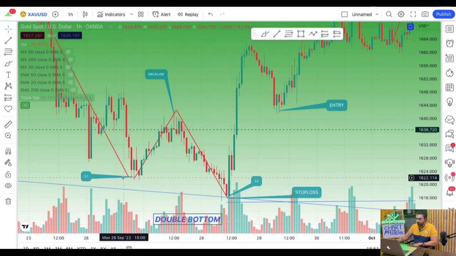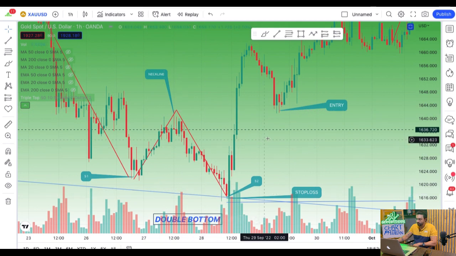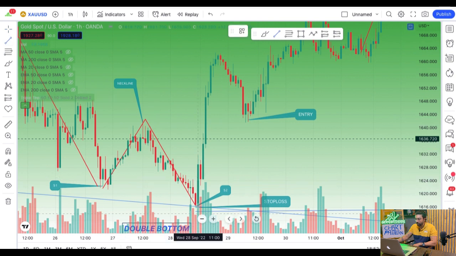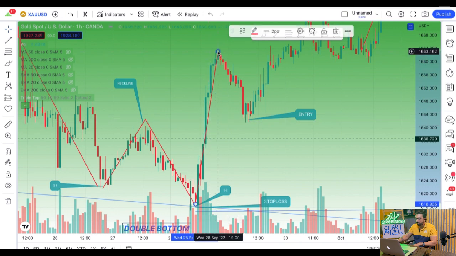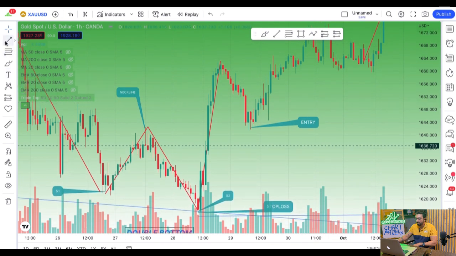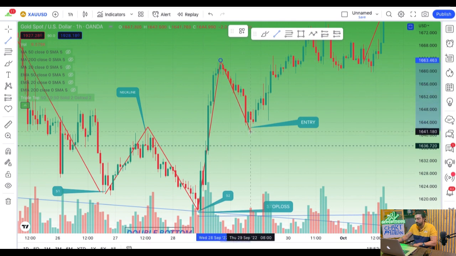So there is support 1, the neckline, and support 2. From there buyers push the market back up, and they tried to break the neckline which was there, and you can see they succeeded. They broke through the neckline, and from there you can see the market come again to test the neckline. In 90% of cases this will happen once the market breaks through the neckline, either going up or going down. The market will retest the neckline in 90 to 95% of cases.